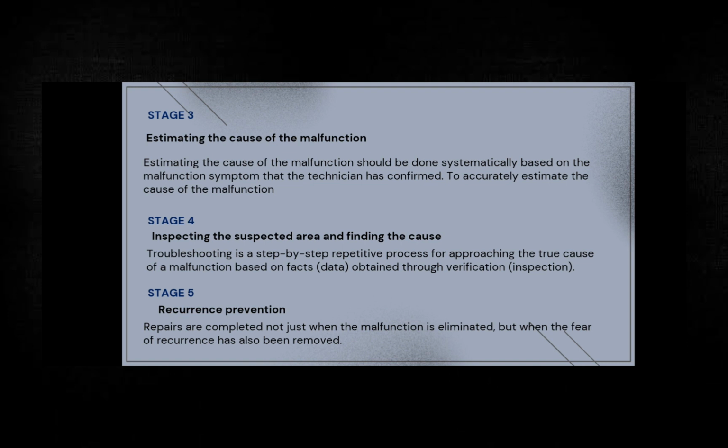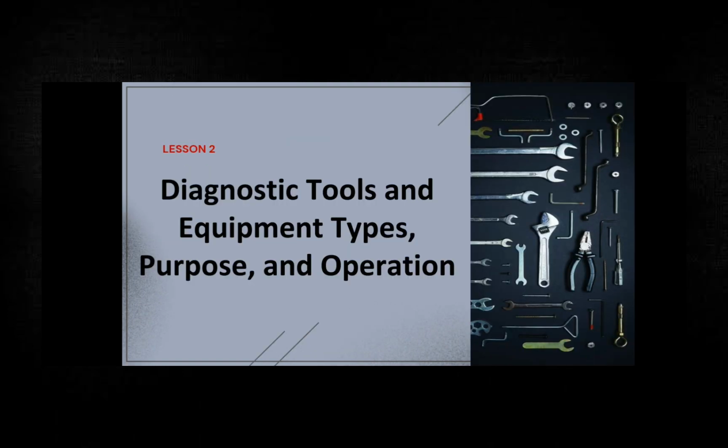Stage 5, recurrence prevention. Repairs are completed not just when the malfunction is eliminated, but when the fear of recurrence has been removed. Let us proceed to the next topic, Lesson 2, Diagnostic Tools and Equipment Types for Post and Operation.